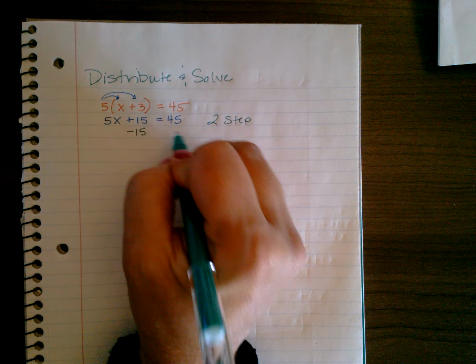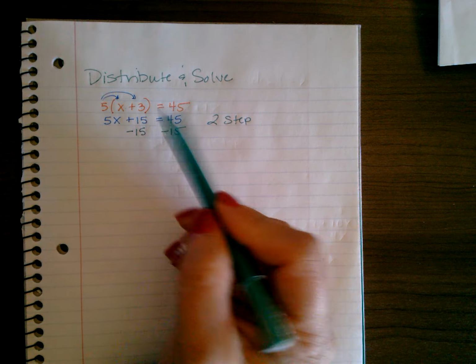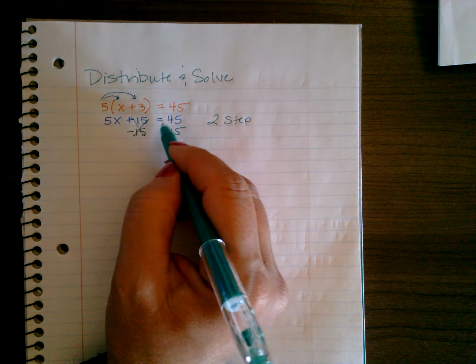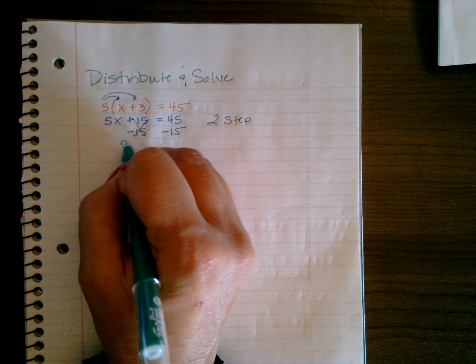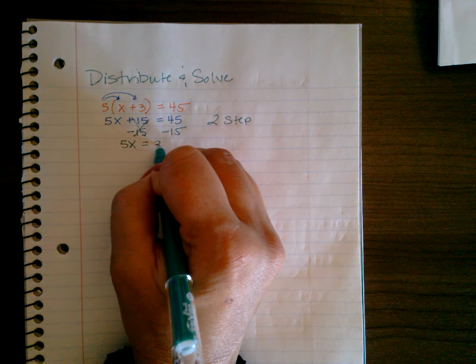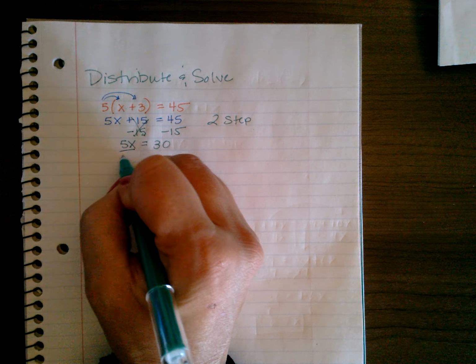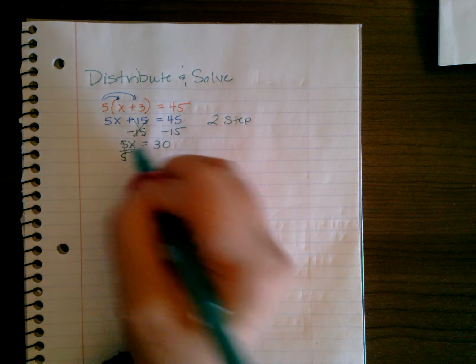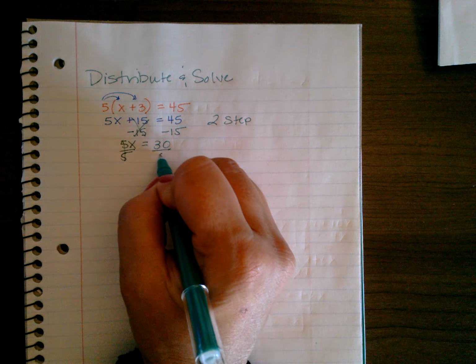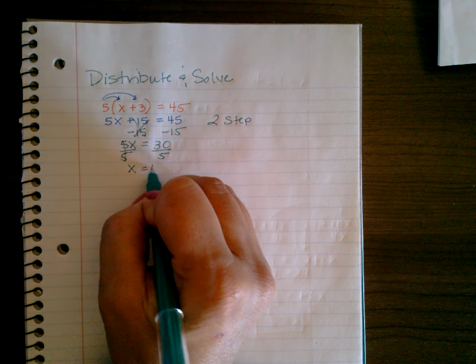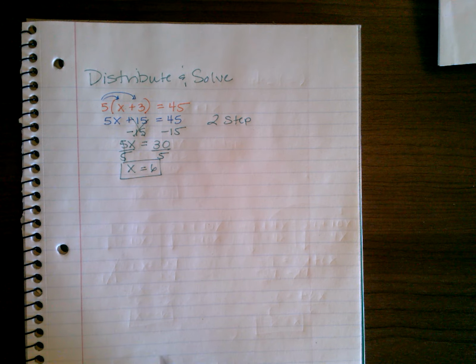I am going to isolate the variable by undoing the math problem, because I gave you the answer, order of operations backwards. Subtract 15 from both sides to get 30. Opposite or undoing multiplication, I divide and I would have 6.